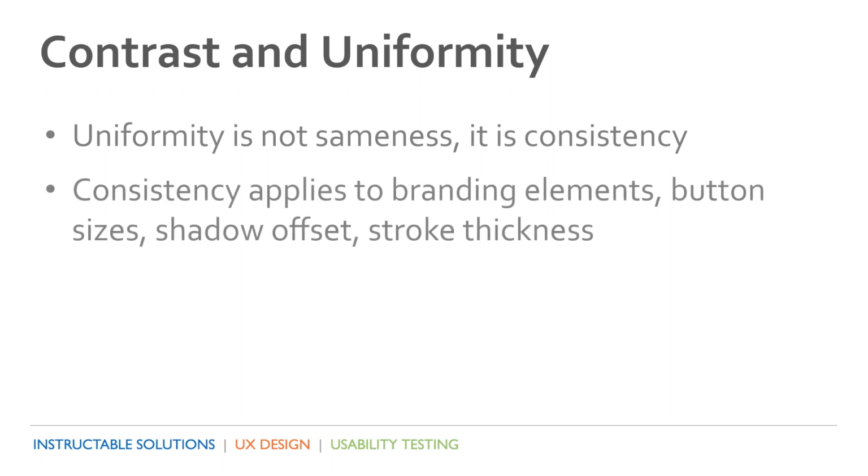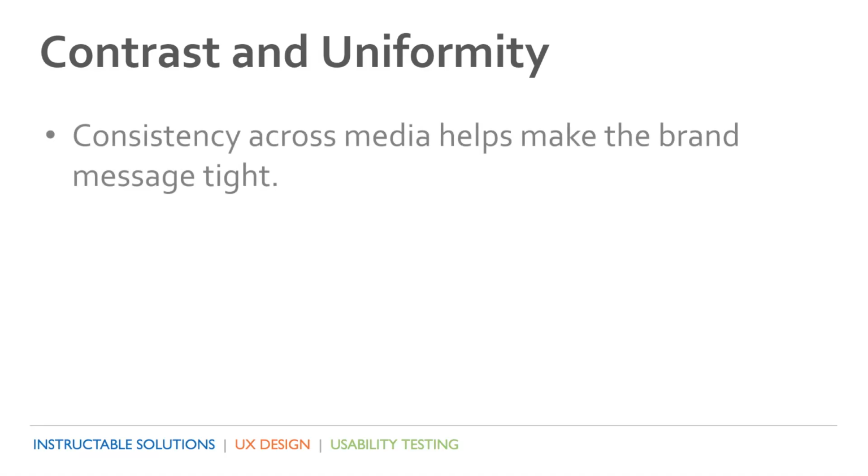Consistency applies to all branding elements, button sizes, shadows, stroke thickness. Any visual design component should have consistent use. So incorporating contrast and uniformity into your design system is quite essential. Further, consistency across media helps make the brand message tight and easier to understand. If your design system is established with great contrast and uniformity, and you use it across different media, then your brand message rings loud and clear to users. They understand who you are at first glance.